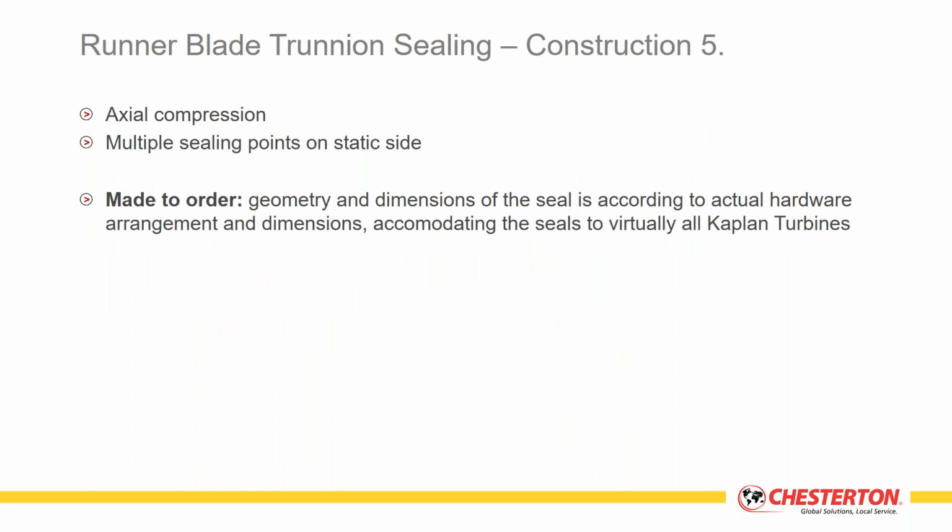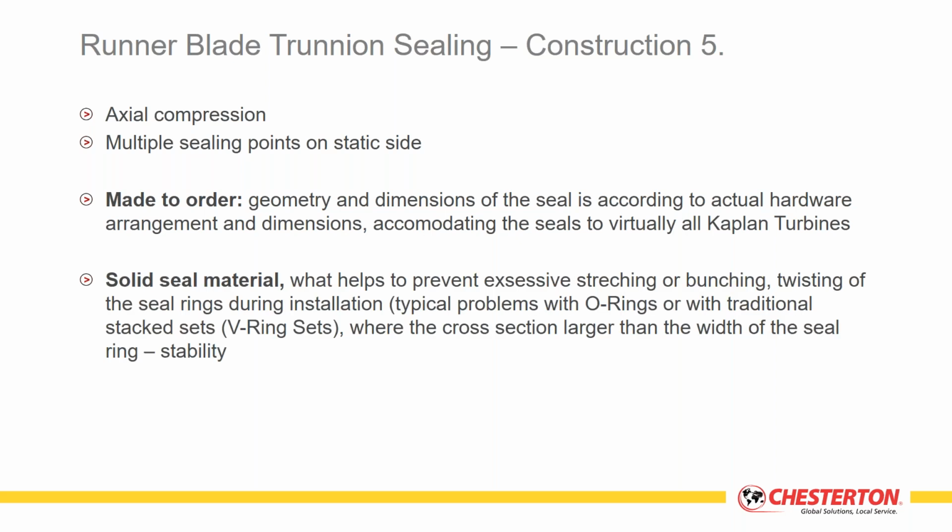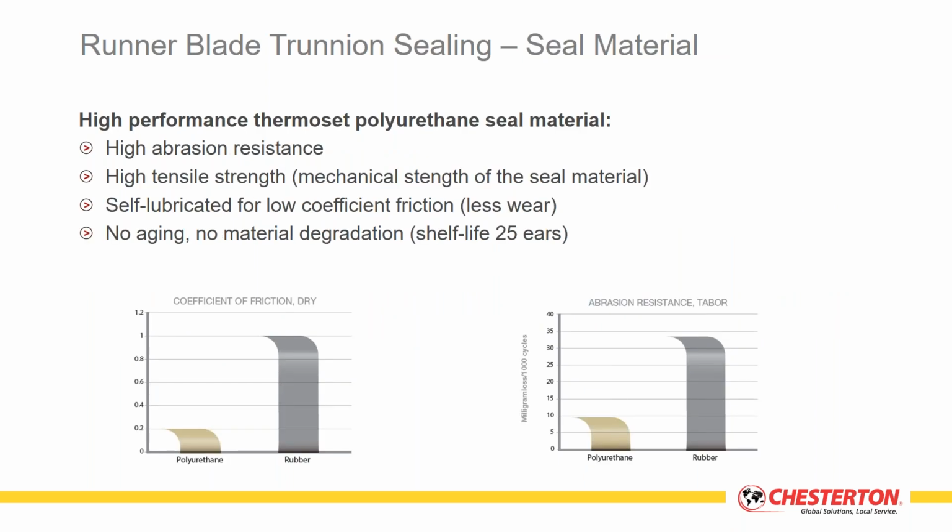Made to order: the geometry and the dimensions of the seal are according to the actual hardware sizes, because there can be deviations. It is also very important to have a solid seal material, which is going to make installation easier and prevent excessive stretching or twisting during installation, because this is one of the typical problems we see in the case of stack sets, or when the customer installs an O-ring and during the installation the O-ring twists into a rope.